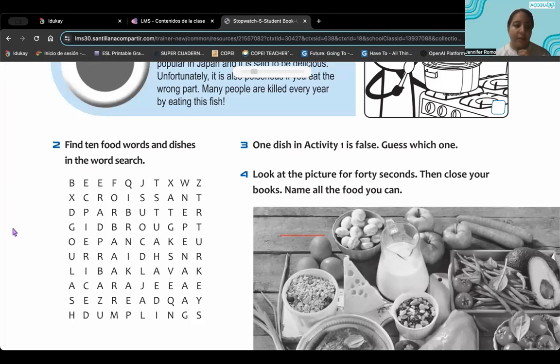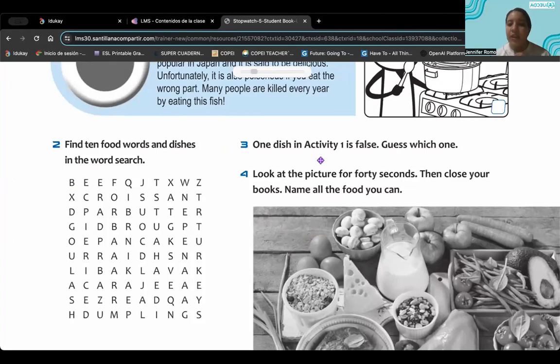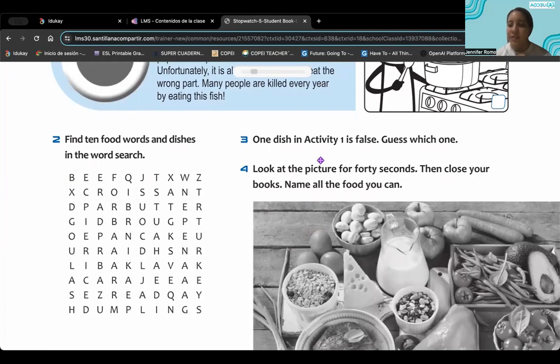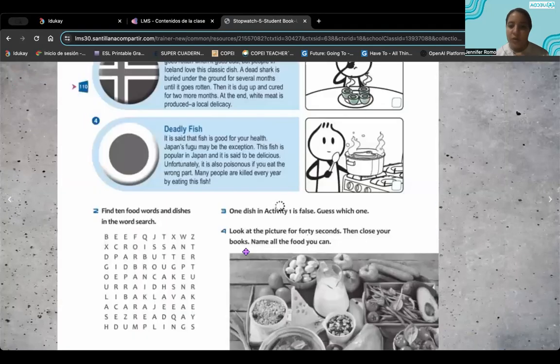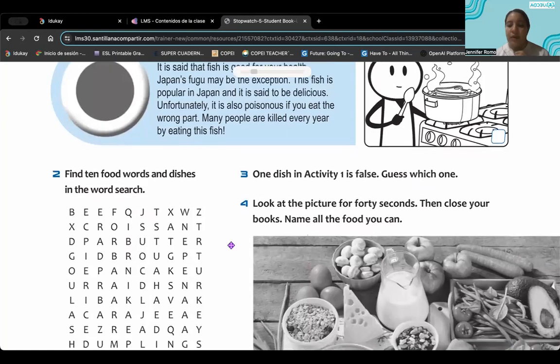Then we have activity number 3, which says, one dish in activity number 1 is false. Guess which one? Dice, un plato de la actividad 1 es falso. ¿Cuál será? You have to find out which one it is. Ok, uno de los platos de la actividad 1 es falso. ¿Cuál es ese plato que es falso?